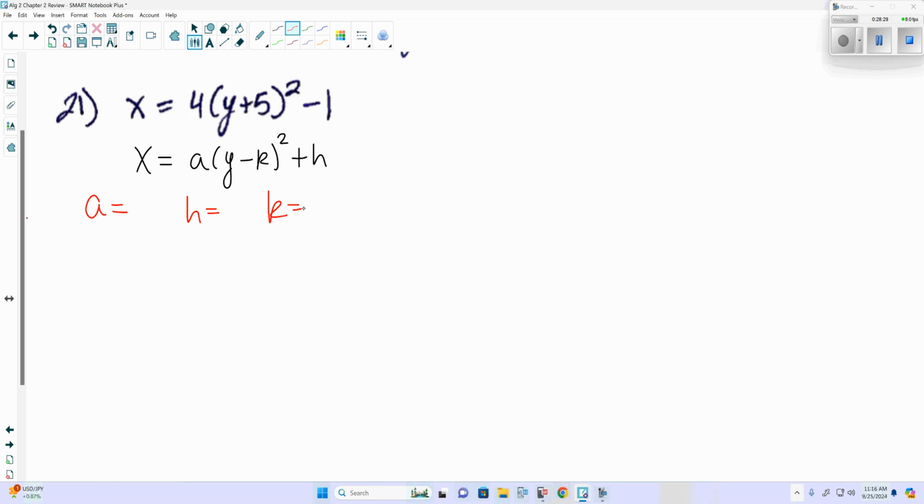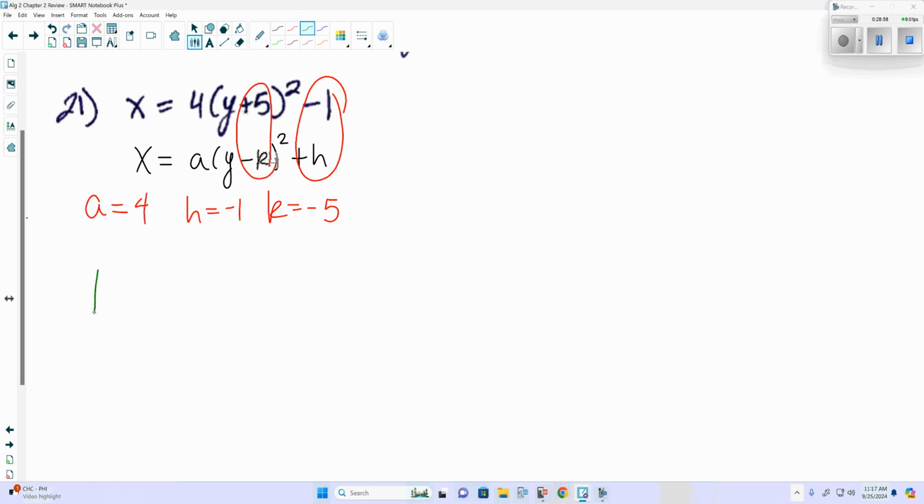Here, h is on the outside, and when it's outside those parentheses, it's exactly what it looks like. So h is negative 1. Minus 1, h is negative 1. K is inside the parentheses, so it's matching up with our plus 5. Now, since it's inside the parentheses, the sign's going to switch. Plus 5 inside comes back out as negative 5. And our value of a is 4.